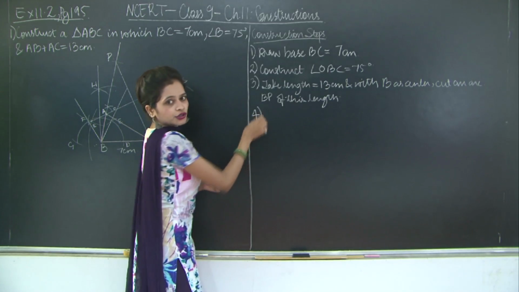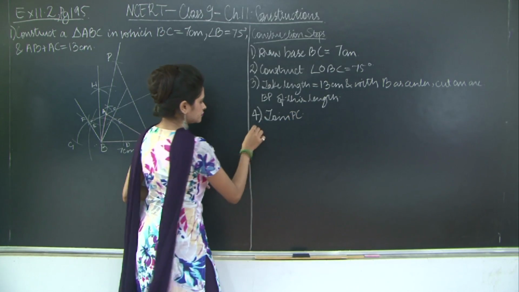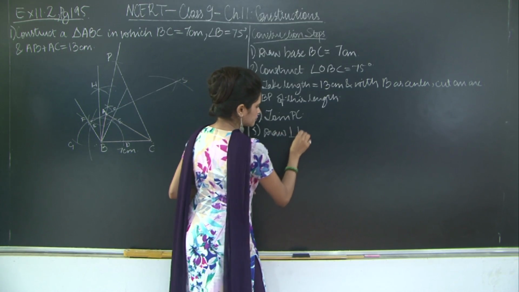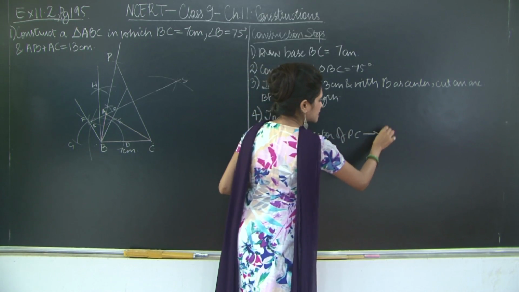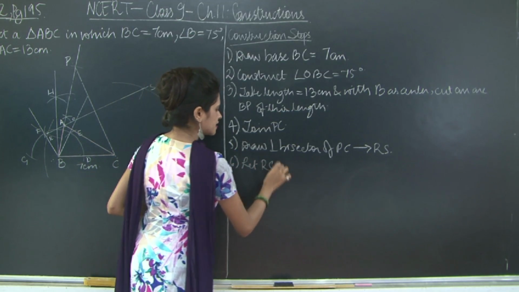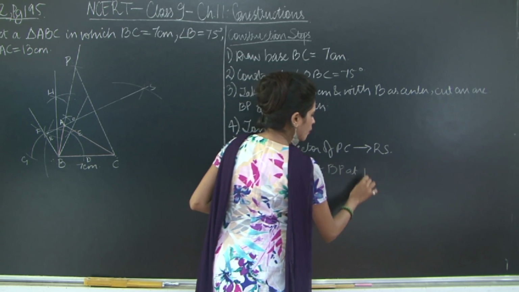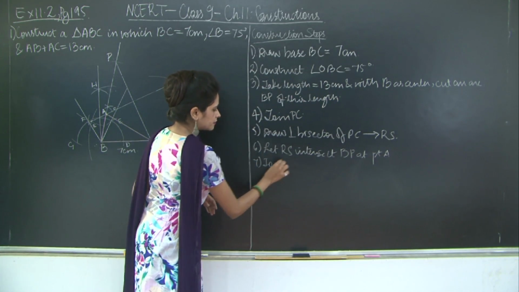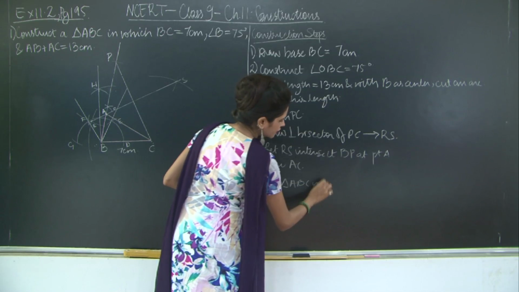Then fourth step, you join PC. Then draw the perpendicular bisector of PC. What is this perpendicular bisector? We have named it RS. Then let RS intersect BP at point A. Then what we did is we joined AC. Therefore, triangle ABC is the required triangle.